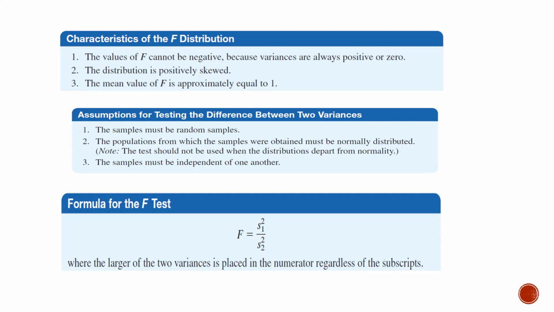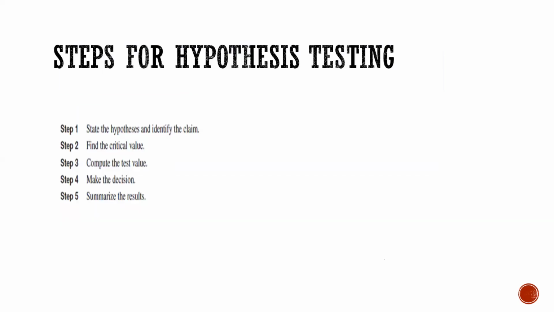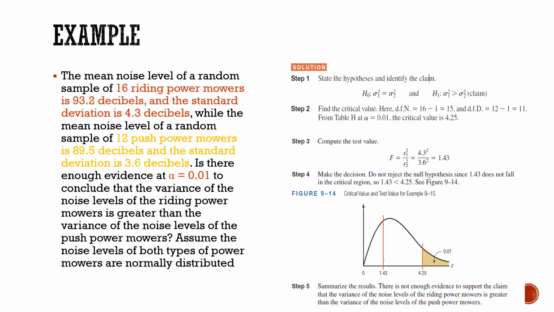So the formula for the F test is F equals variance of sample 1 over variance of sample 2, where the larger of the two variances is placed in the numerator. So again, the steps for hypothesis testing are the same. You state the hypothesis and identify the claim, find the critical value, compute the test value, make the decision, and summarize the result. So here is the example.